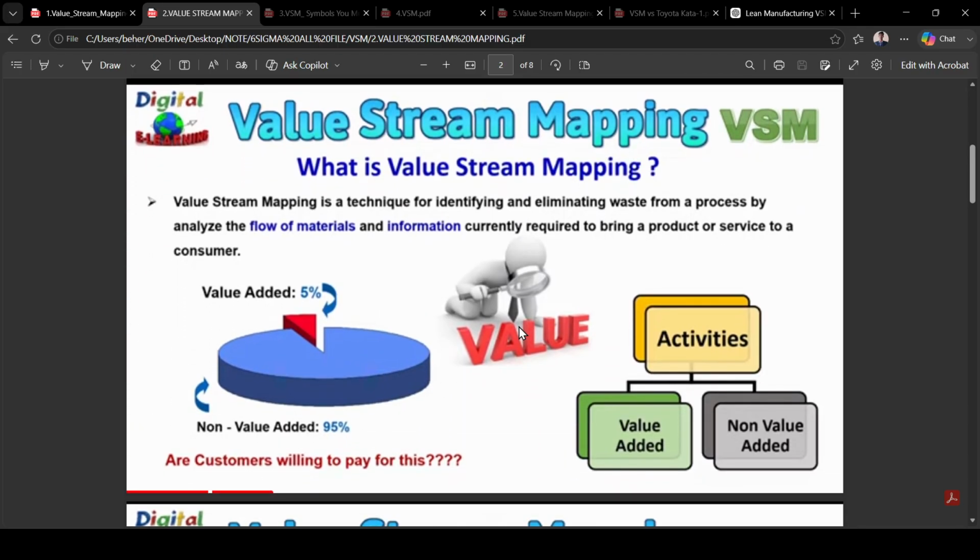So what is value stream mapping? Value stream mapping is a technique for identifying and eliminating waste from a process by analyzing the flow of materials and information currently required to bring a product or service to a consumer. So what is value and what is non-value? An activity is either value added or non-value added. First of all, ask: is your customer willing to pay for this? If yes, this is value added; if not, non-value added.